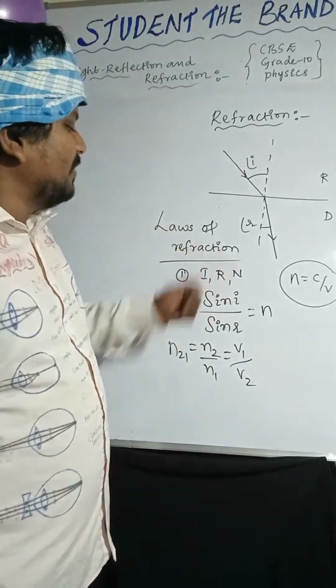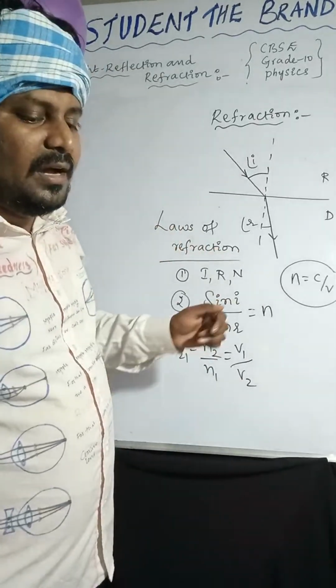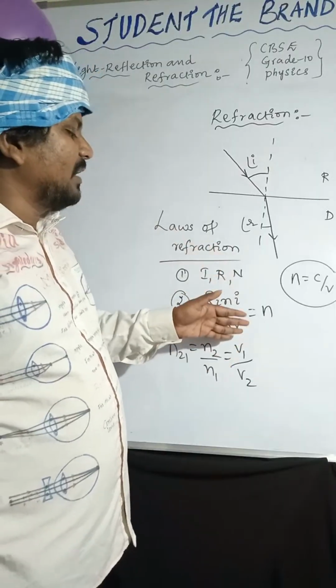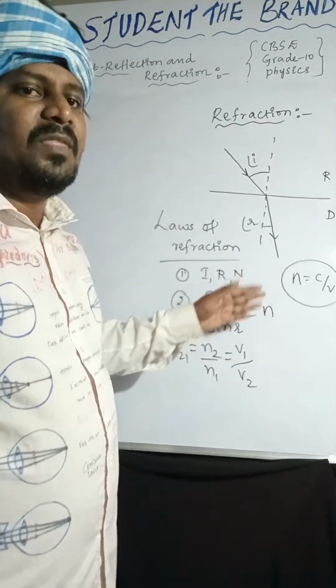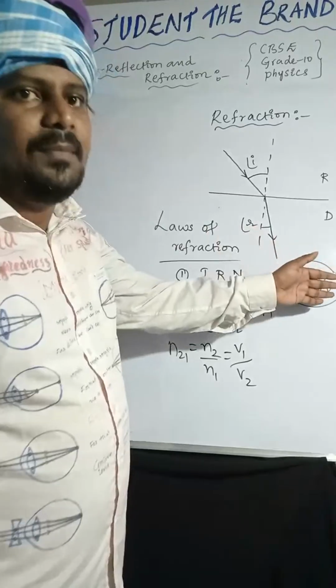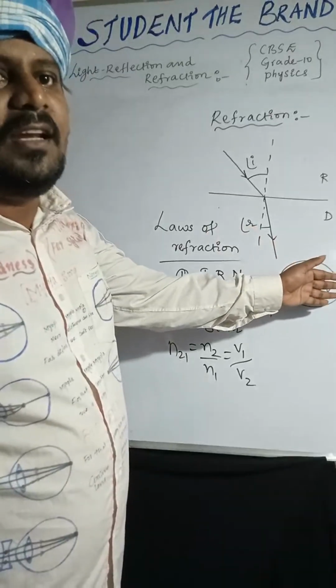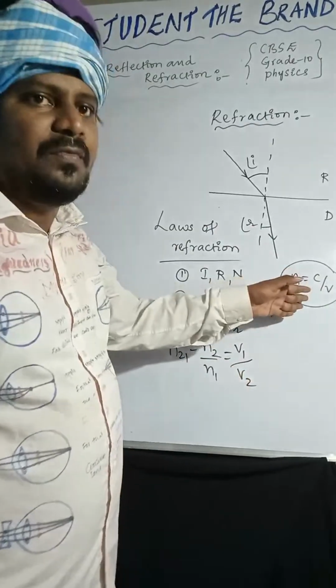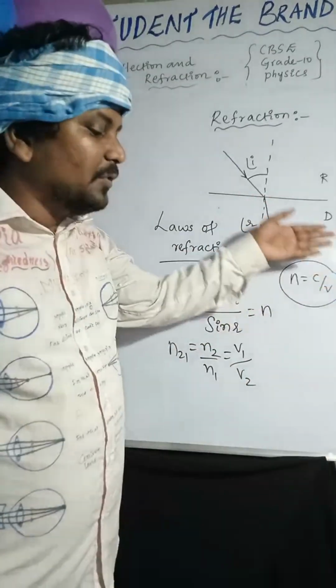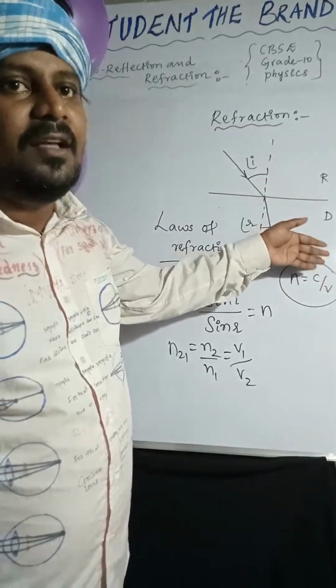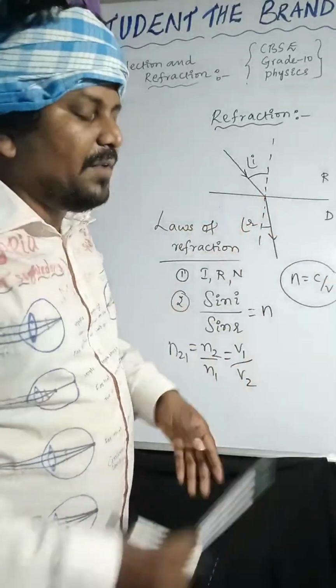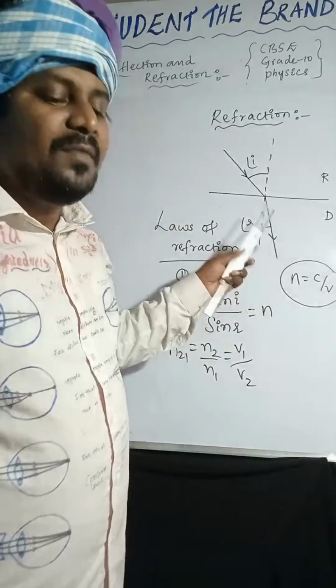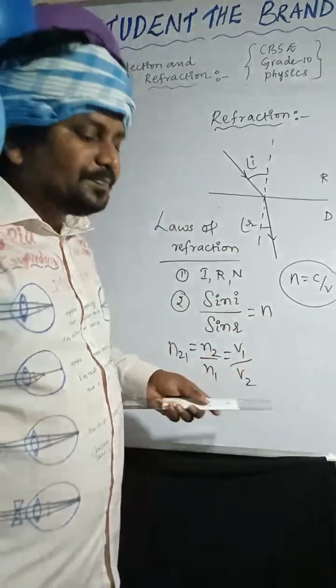So sine of angle of incidence to sine of angle of refraction is equal to a constant, that is n. So n equal to C by V, the ratio of speed of light in vacuum to speed of light in the medium. So observe, relate this to absolute refractive index, where you take the speed of light in vacuum or air. That is absolute refractive index.